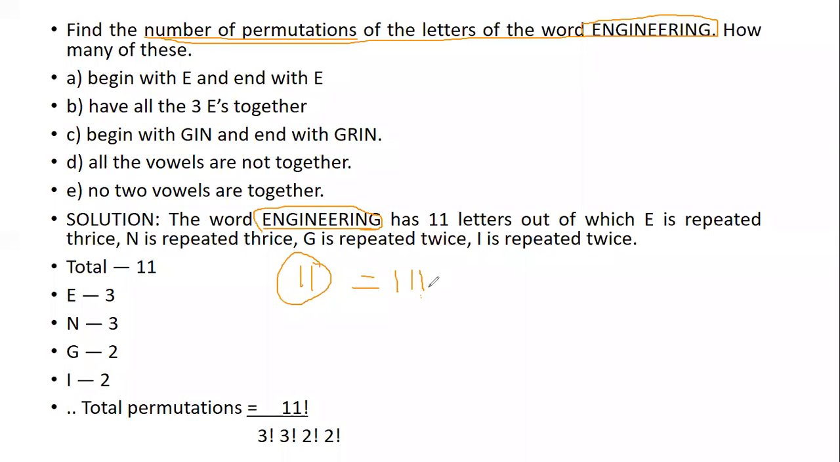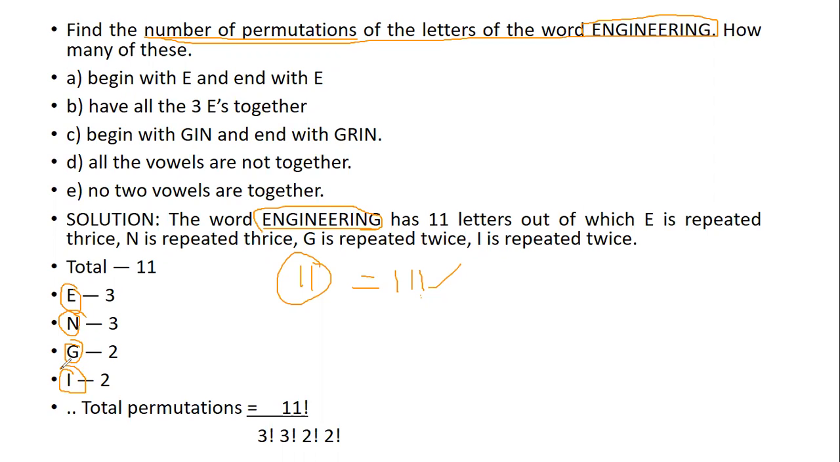So that is the first observation that we can make. Now apart from that, what is the next observation? In the word engineering, we have a few letters which are repeated. Which are the letters repeated? We have E, which is repeating 3 times. We have N, which is repeating 3 times. G is repeated twice, and I is repeated twice.